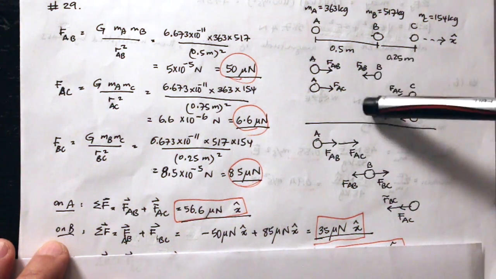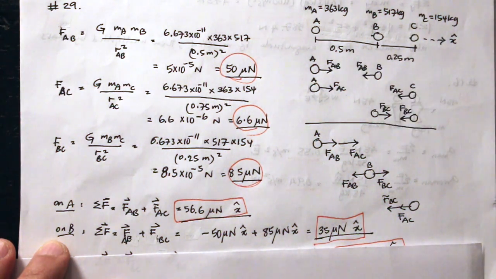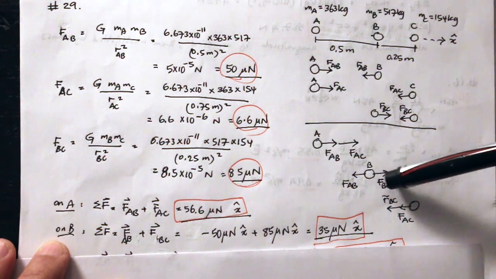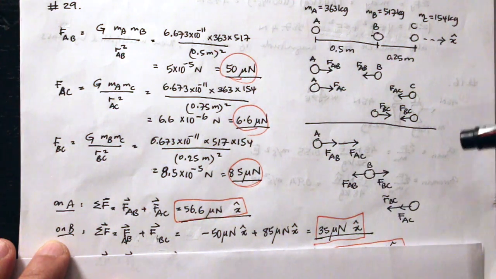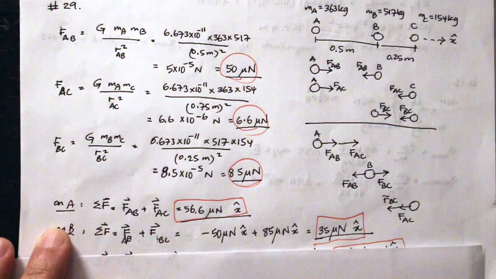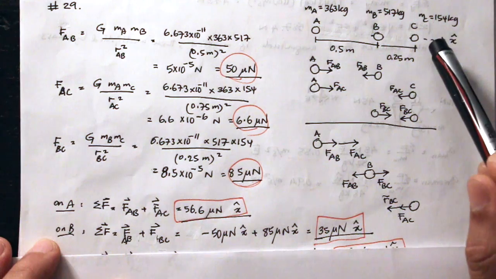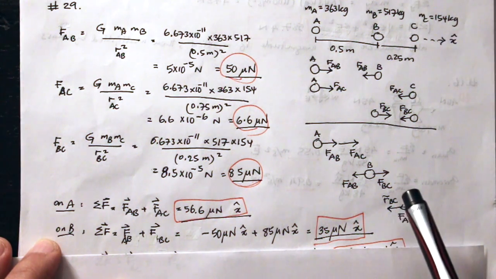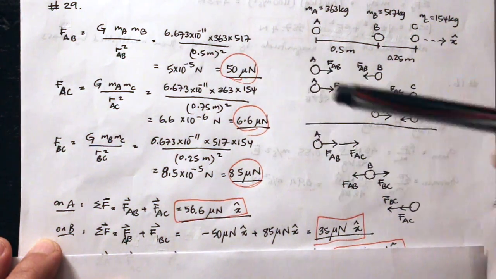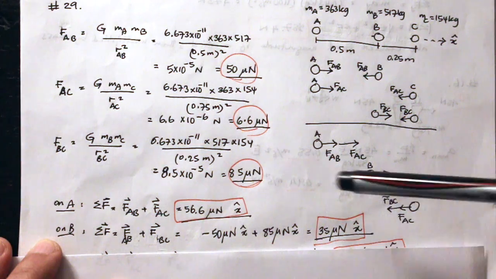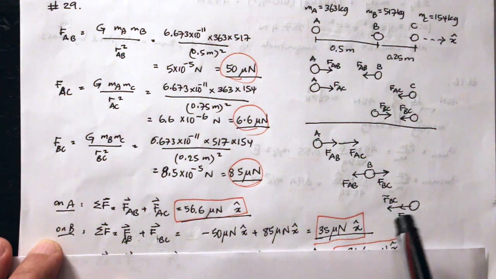If I'm isolating just B on its own, I find that it has a force to the left of FAB, a force to the right of FBC, and one of them is going to win over the other depending on which one is bigger. So that's why it's important to decide on a direction that is positive for x hat, and I've decided that the direction to the right is positive, so that means it's going to be minus FAB, so minus the 15 micronewtons, plus the FBC, which is the 85 micronewtons, which is bigger, so you get 35 micronewtons to the right.